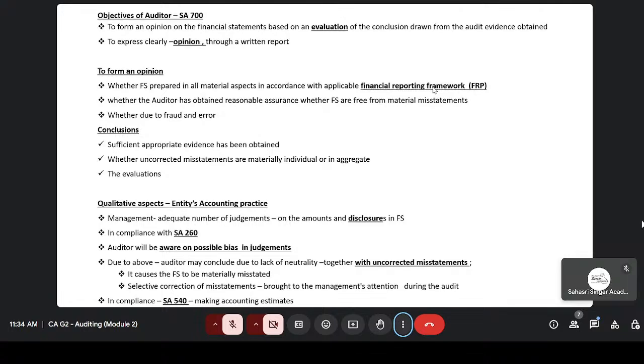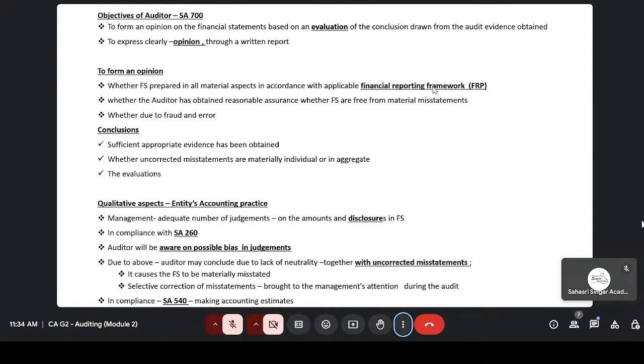Yes, I told you, you have to form an opinion on the financial statement, by evaluating the conclusions drawn from the audit evidence obtained. I think more or less you said it, but the basic thing is how you should make a story of how it has been done, from when the audit started, when the audit engagement began. So right from the chapter on audit documentation, you have to correlate everything, to express an opinion clearly through a written report. Yes, we have to give a written report.